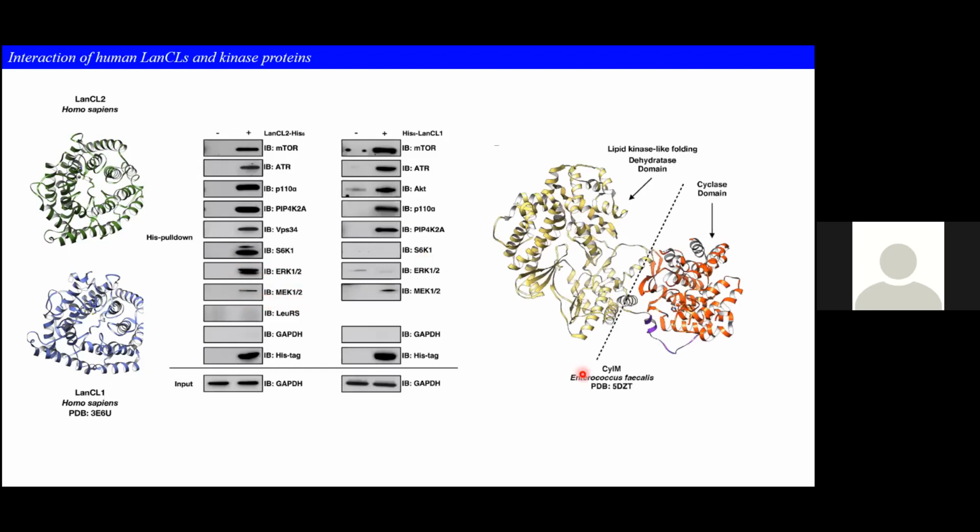Furthermore, when we look at this bacterial protein lanthipeptide cyclase from the structure, we can see that it's a bifunctional enzyme, containing a dehydratase domain and a cyclase domain. This cyclase domain has a similar structure to our LanCL proteins, and this dehydratase domain shares similar patterns with our human kinase proteins. So we're thinking that there are intermolecular interactions between these kinase proteins and our LanCL proteins.